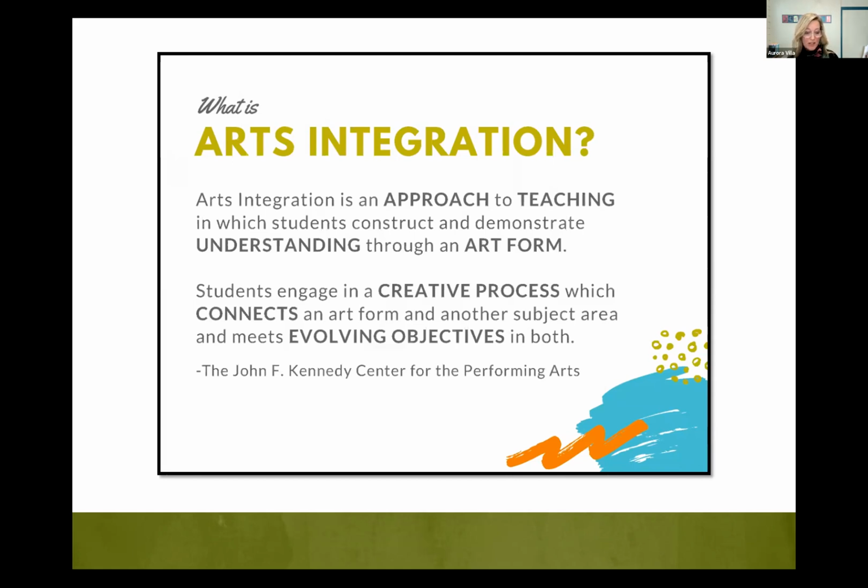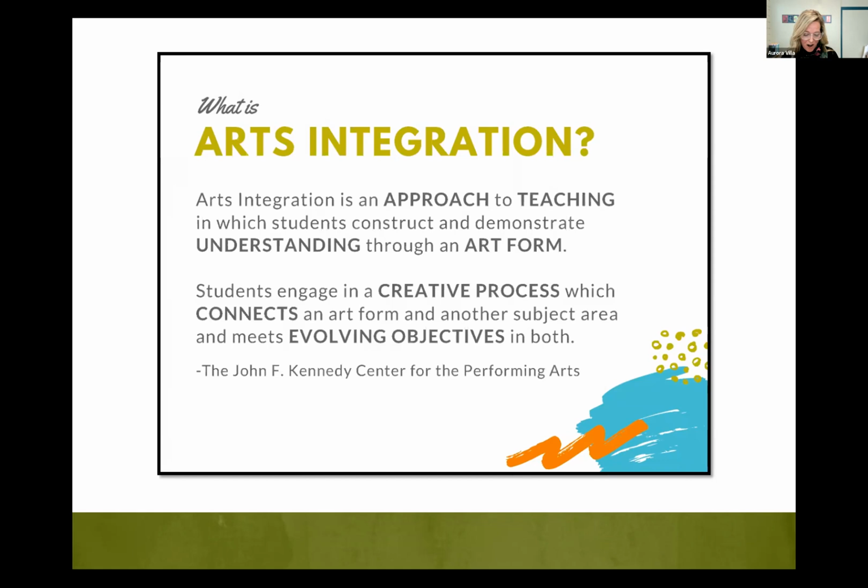And so students engage in this creative process, which connects an art form and another subject area. So let's break that down. Connections are made between a specific art form, so dance, music, drama, visual art, and a specific curriculum area. I'm going to give you some examples in a couple minutes, but an example would be a drawing can be connected to the study of the parts of a plant, or dance choreography could be connected to the study of life cycles. So students engage in this creative process, they connect an art form and another subject area, and then it meets evolving objectives in both.